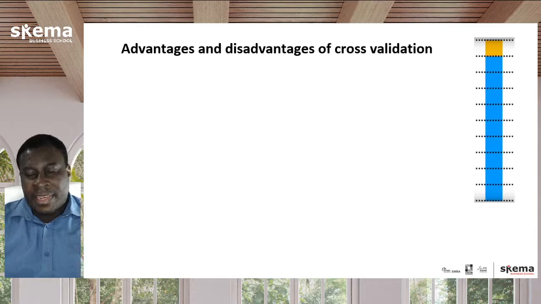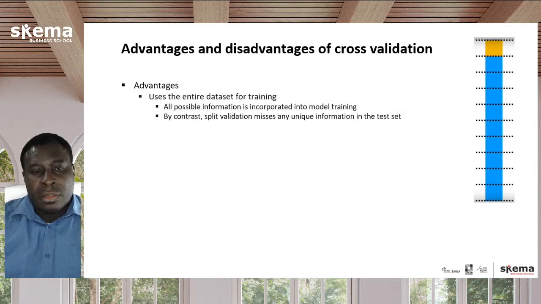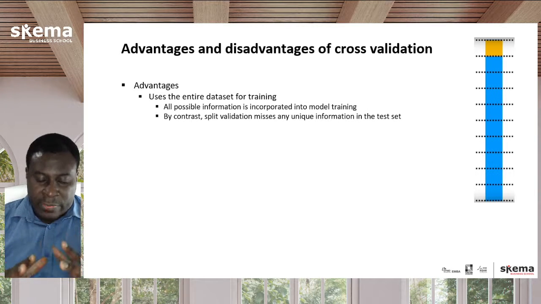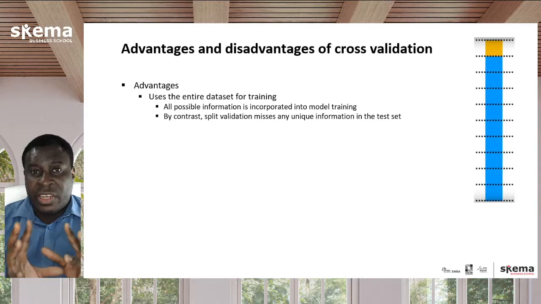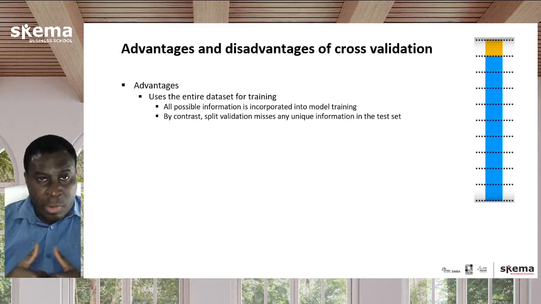So first, looking at the advantages, you have to understand that when split validation divides the data, so let's say you do even a 70-30% split, 70% of the data is used to train the model, and the 30% that is used to test or validate is not used to train at all. And that means that if there are some unique features in that 30%, then they are never seen by the training data, and that is not incorporated in the training of the model.